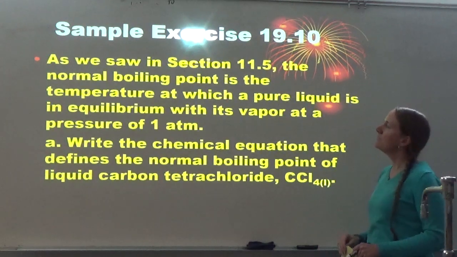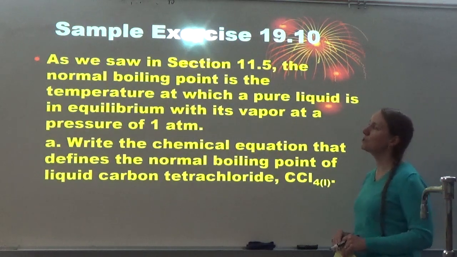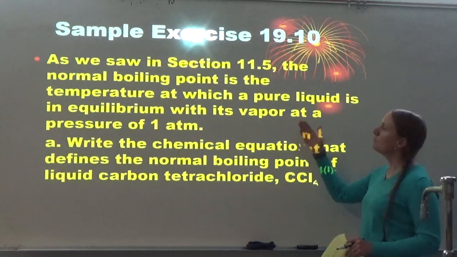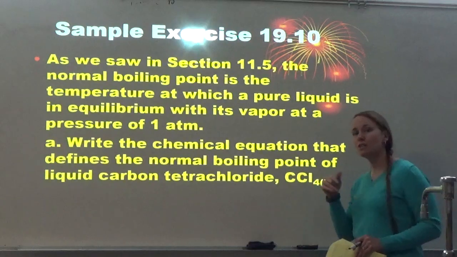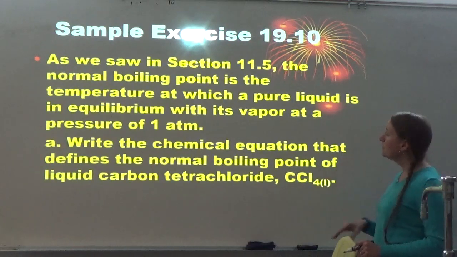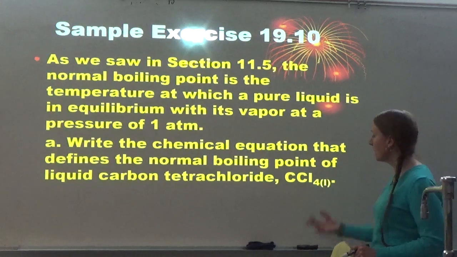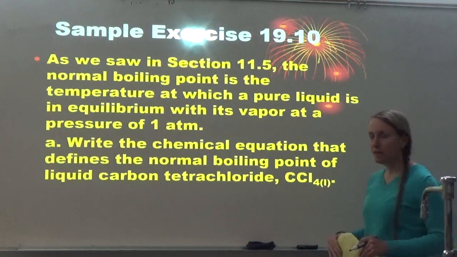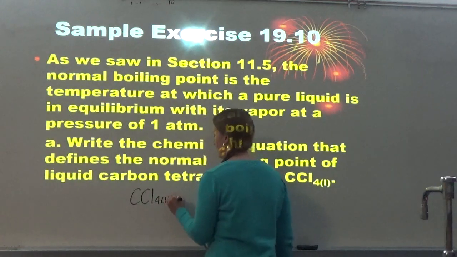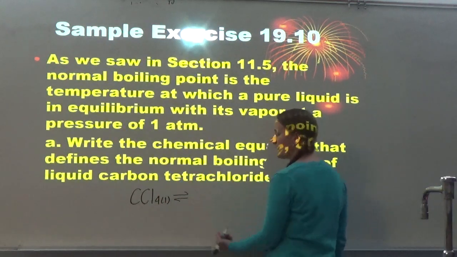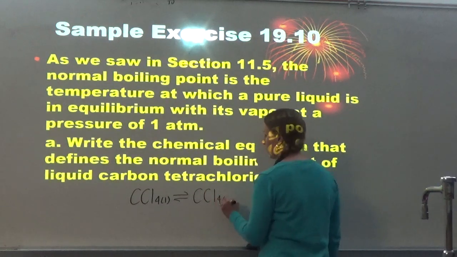The normal boiling point is the temperature at which a pure liquid is in equilibrium with its vapor at a pressure of 1 atm. So it's telling me that at its boiling point, liquid and gas are at equilibrium. Write the chemical equation that defines the normal boiling point of liquid carbon tetrachloride, CCl4 liquid. Well, it's boiling, so we're starting with CCl4 liquid, and it's in equilibrium, so I do my double-sided arrow, and then that's going to be CCl4 gas.